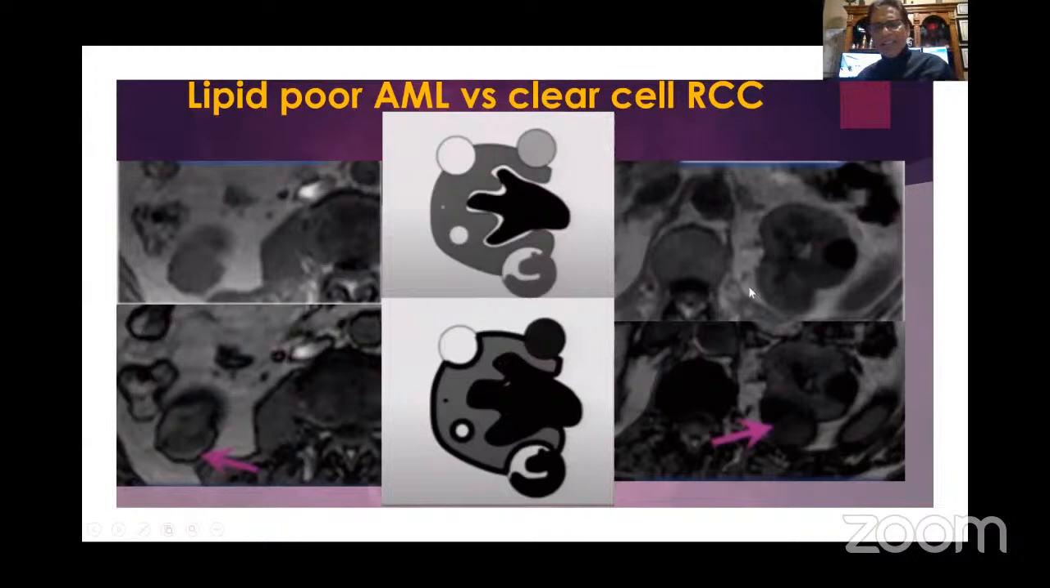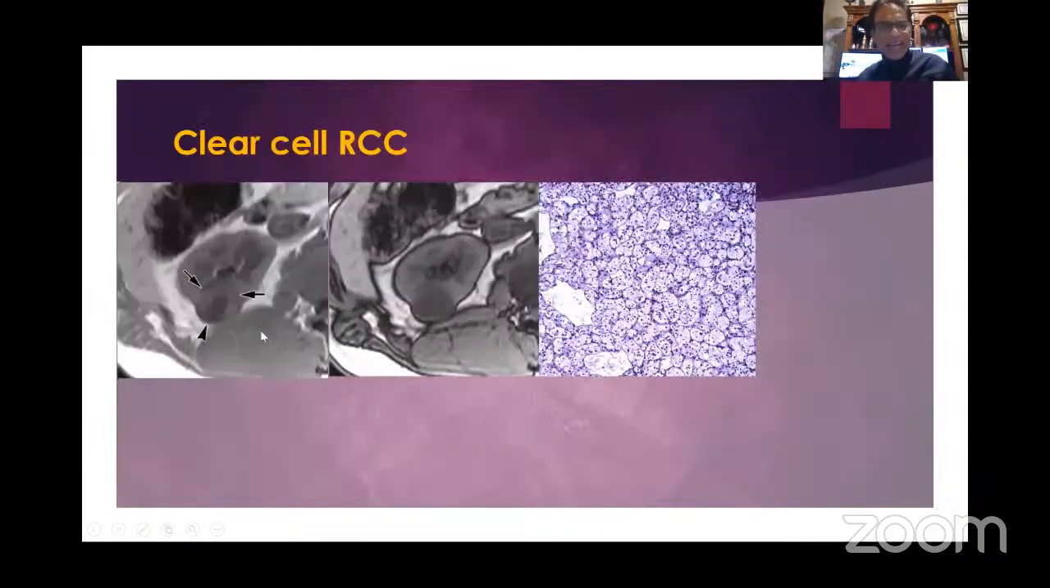Whereas renal cell carcinoma usually follows the parenchymal intensity on in phase, and on out of phase, due to intracytoplasmic fat, that is microscopic fat, it is going to show uniform drop in signal, which is very characteristic of clear cell renal cell carcinoma.